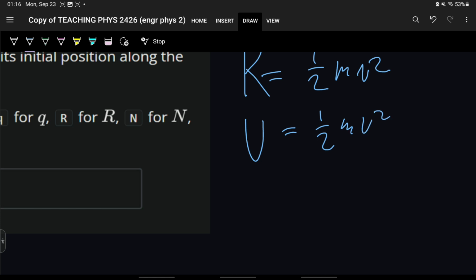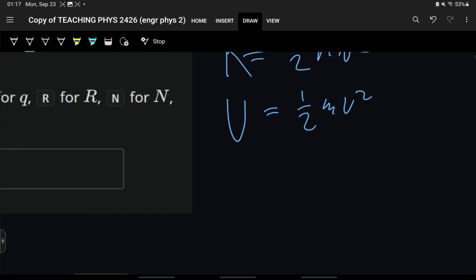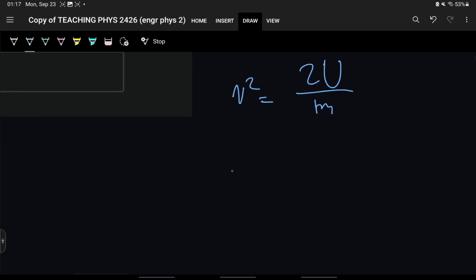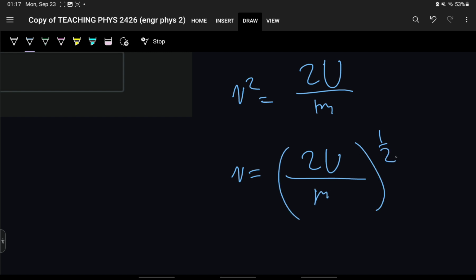Now we have to solve for the limiting speed, lowercase v. To find the speed, we rearrange this equation. So v squared is equal to 2 times uppercase U, all divided by lowercase m. And if we take the square root of both sides, we get lowercase v is equal to 2 times U, all divided by m, to the power of 1/2.